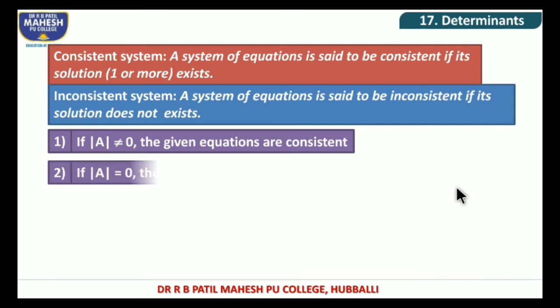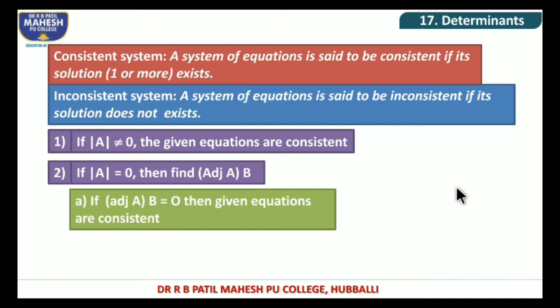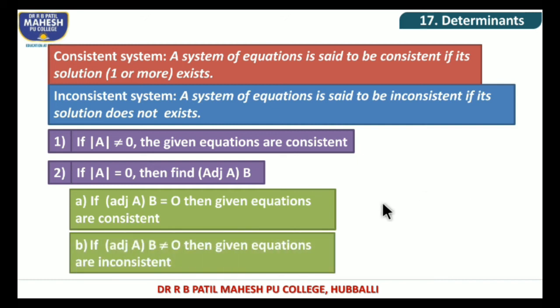Otherwise, the second condition: if the determinant of A is equal to 0, then we have to find the adjoint of A into B. Here also we have two sub conditions. If adjoint of A into B is equal to the 0 matrix, then the given equations are consistent. Otherwise, if adjoint of A into B is not equal to 0, then the given equations are inconsistent. So we have to check this condition to verify whether the given system is consistent or inconsistent. Please remember this, students.